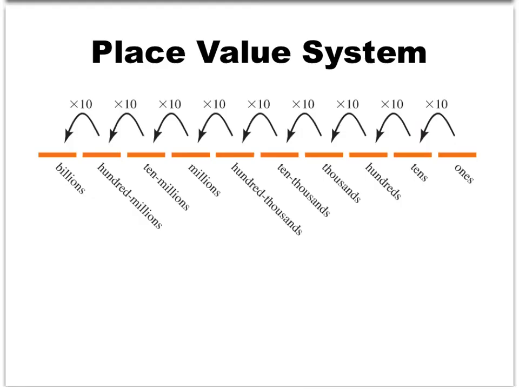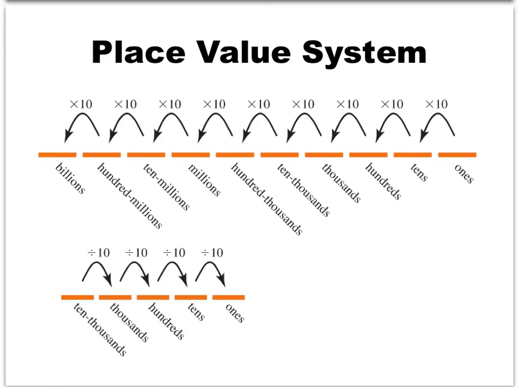So first let's briefly review what we talked about in Section 1.1 with regards to the place value system. In the place value system we start here on the right with our ones digit, which represents one individual object. If we bundle 10 of those objects together, we get our tens place, or tens digit. If we bundle 10 of those together, we get our hundreds digit, and we just keep going on to the left.